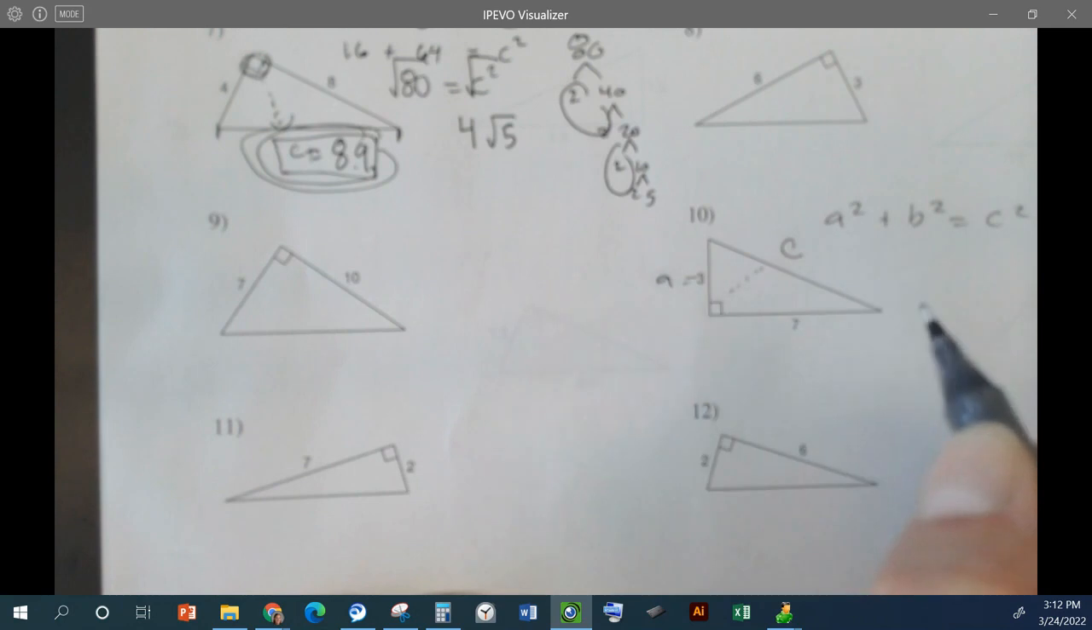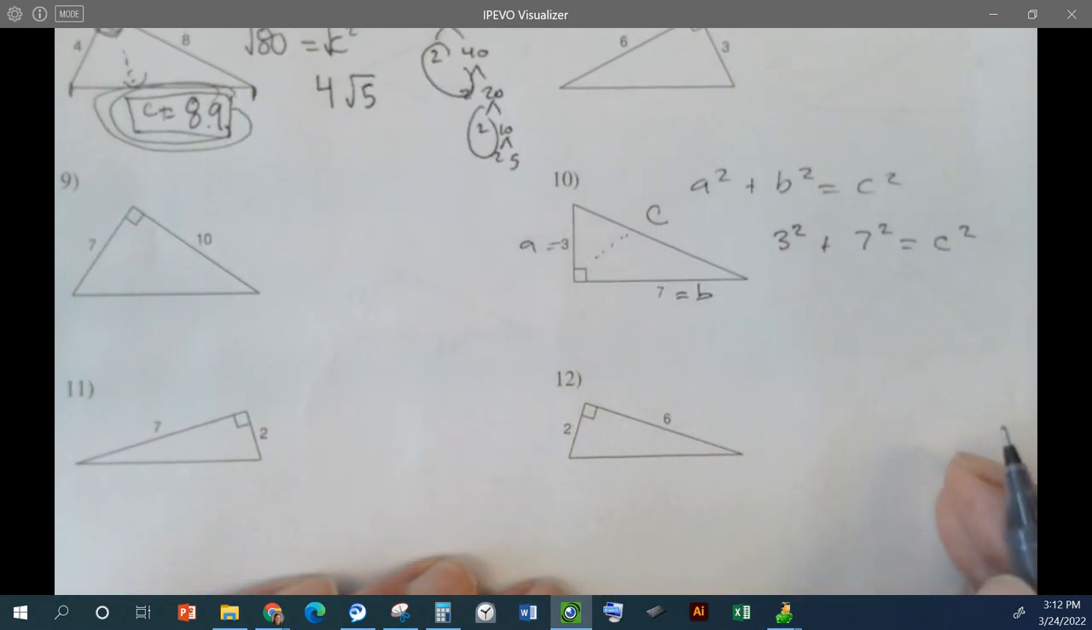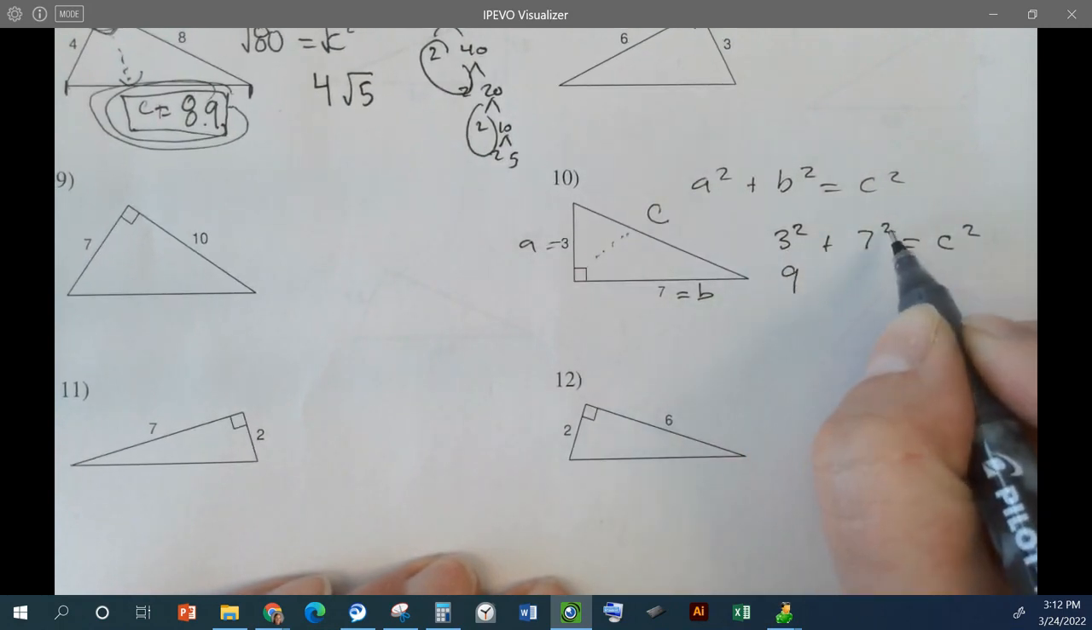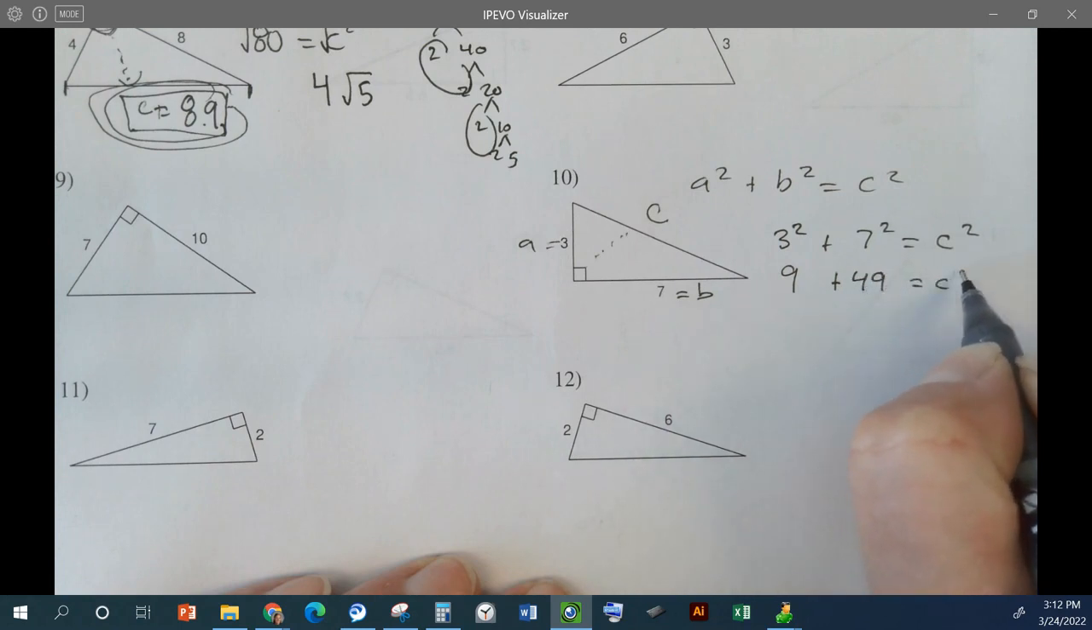So it doesn't matter which one is a and b. They just have to be one of the short sides. So I'm going to say 3 squared plus 7 squared is c squared. 3 times 3 is 9. 7 times 7 is 49. And we've got c squared.